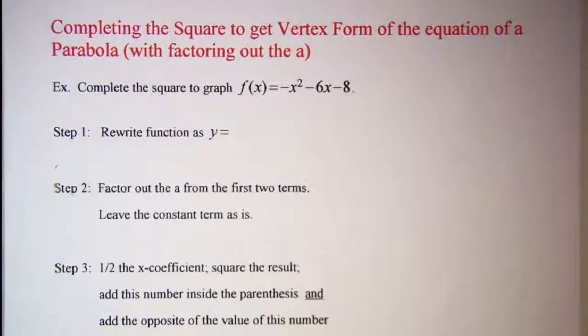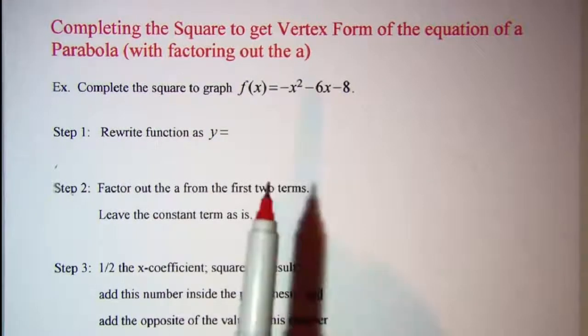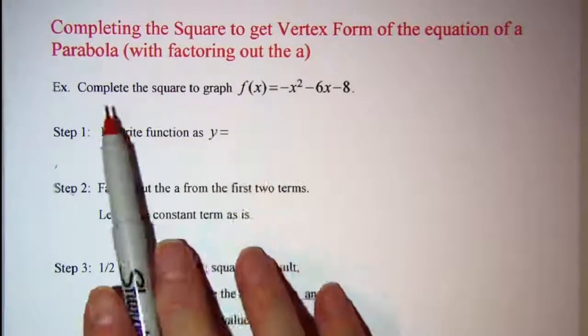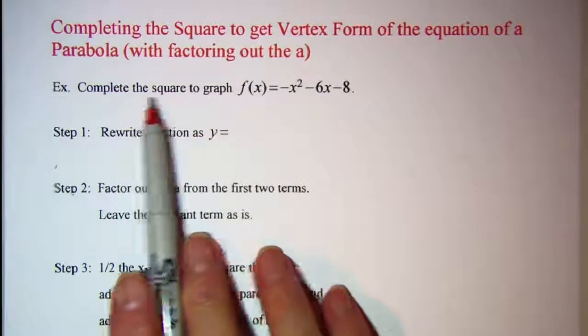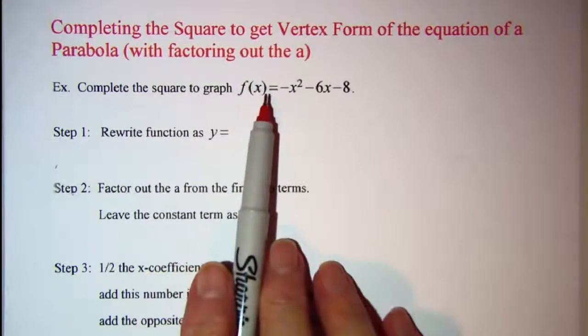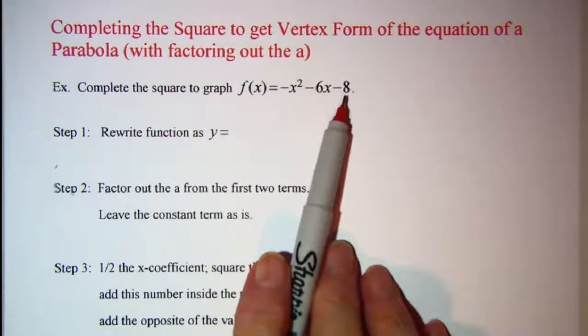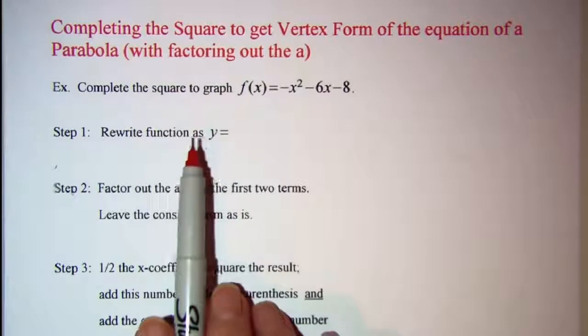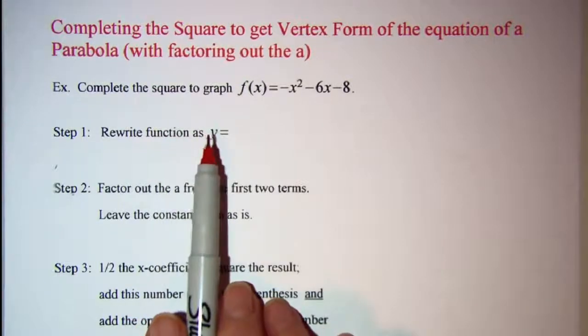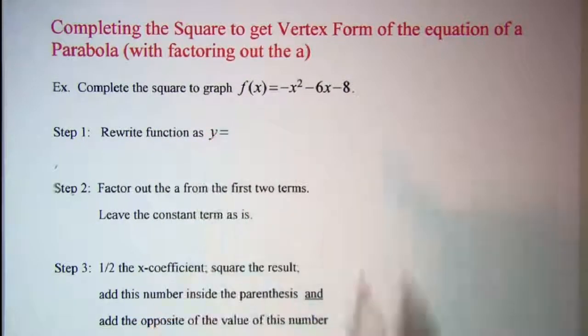In this video, we'll be completing the square to get the vertex form of the equation of a parabola, and then we'll graph the parabola. Our example is: complete the square to graph f of x equals negative x squared minus 6x minus 8. Our first step is to rewrite the function as y equals.